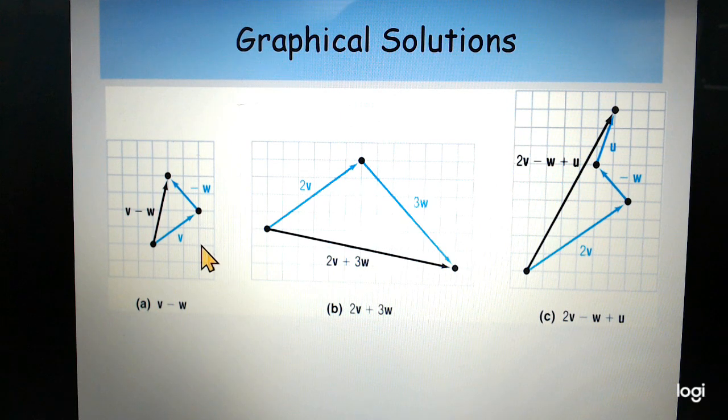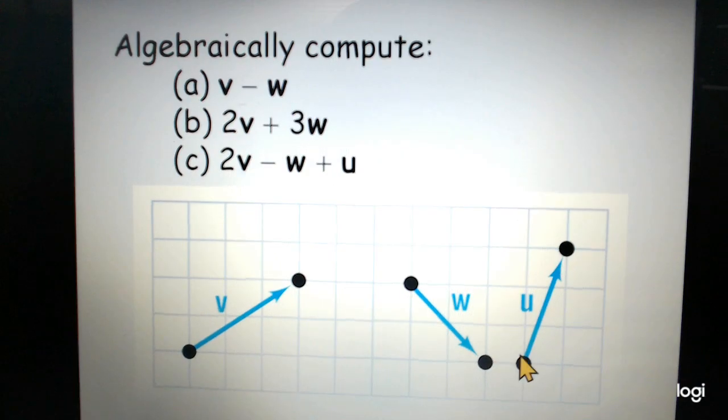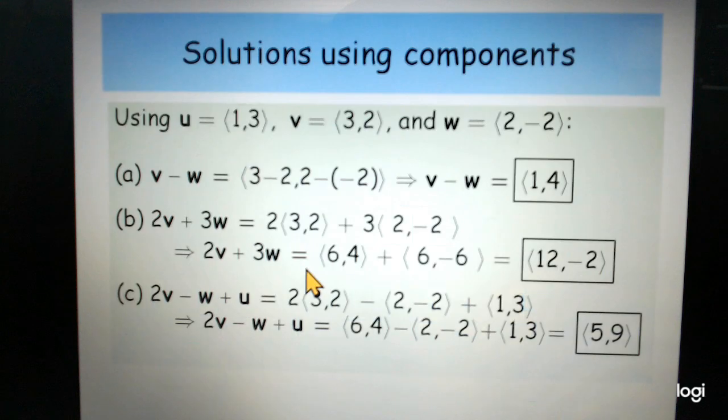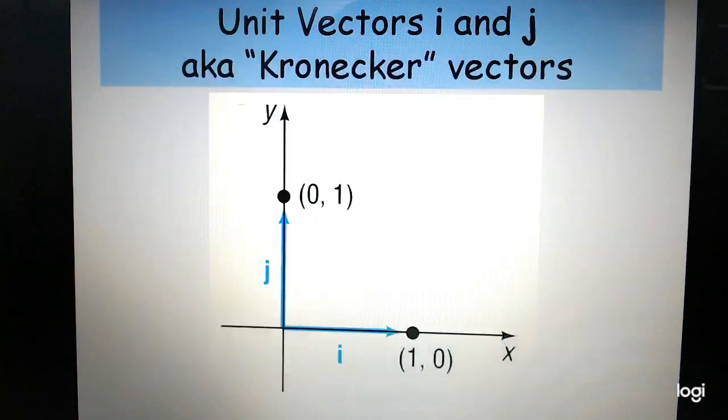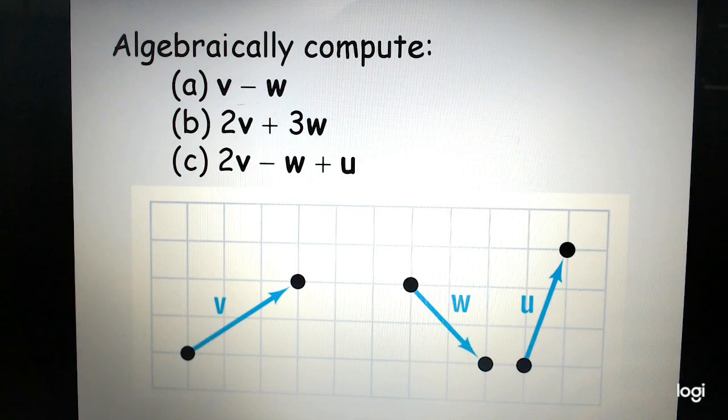Okay, first of all, to get V minus W, I take V, tail to head, and I take tail to head of W, and I connect them. So if you go back to this picture, here's V, and W would be 2, negative 2. So minus W would just be the opposite. Okay, so let's go ahead.